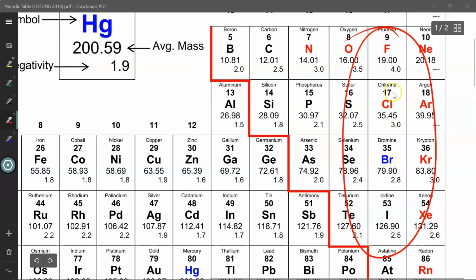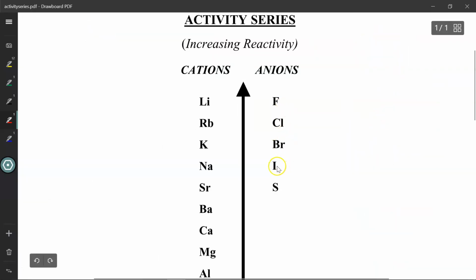So fluorine is at the top, chlorine, bromine, then iodine. So fluorine can bump out everyone else. Chlorine can only bump out bromine and iodine, and bromine can only bump out iodine. We don't have to worry about the other nonmetals because they don't typically participate in single displacement reactions. It's usually the halogens we need to worry about. So again, fluorine, chlorine, bromine, iodine, sometimes sulfur if you see it.